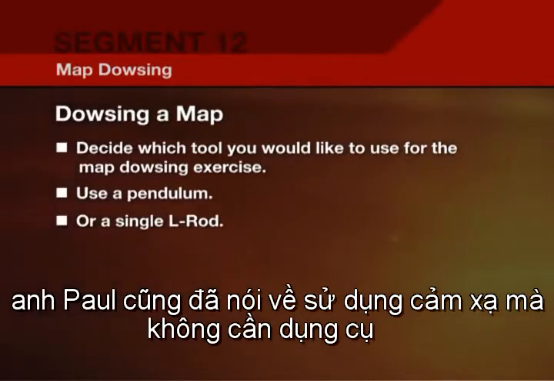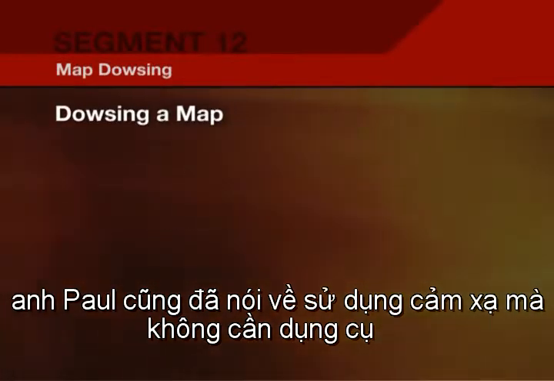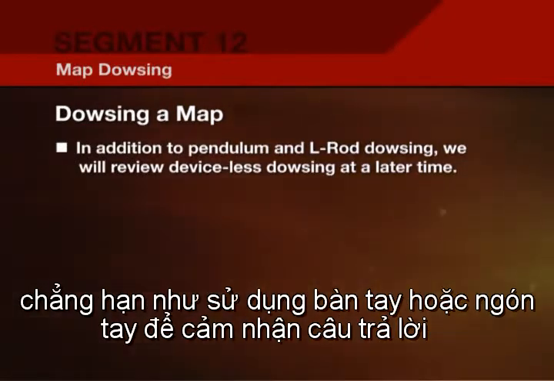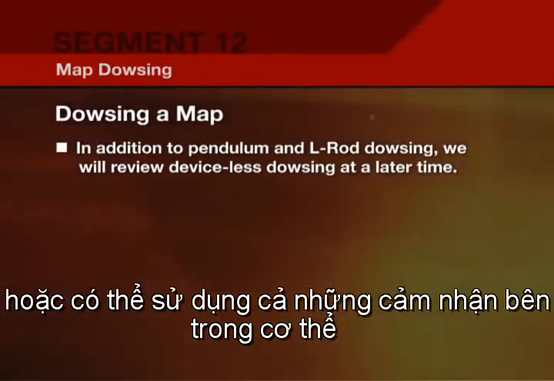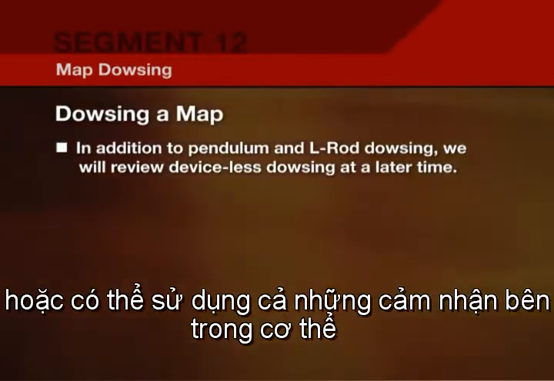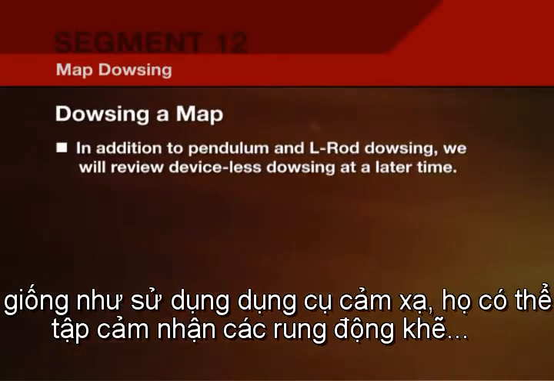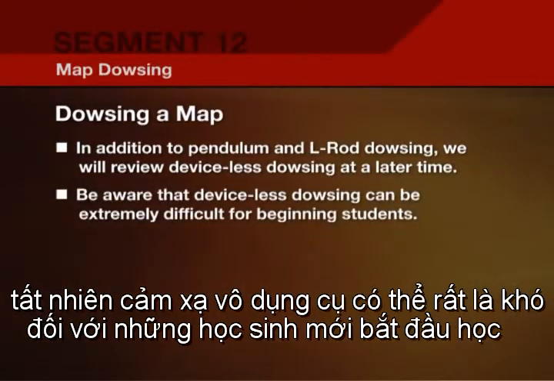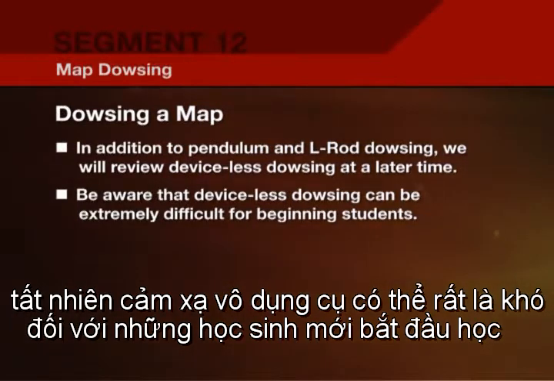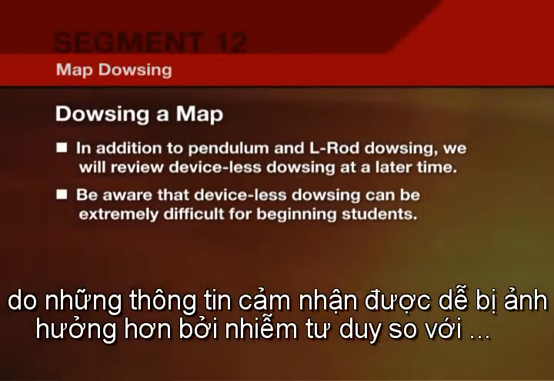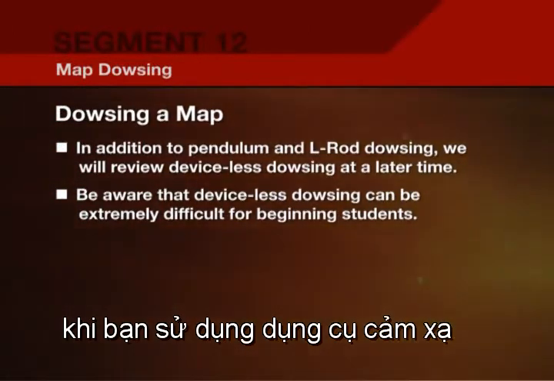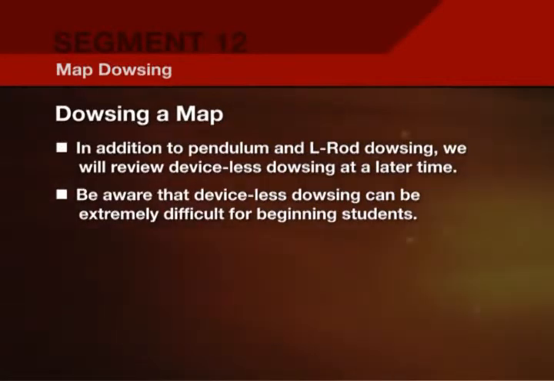You may also have noticed that Paul mentioned deviceless dowsing. This refers to dowsers that use their own bodies to act as the tool, such as their hand or a finger, or even their inner sensations. Just as with a pendulum or an L rod, they are trained to receive feedbacks through twitches, tingles, or other indications for a yes response. Be aware that deviceless dowsing can be extremely difficult for beginning students, and feedback indications may be more likely induced by analytical thinking than when you're using an external tool. This will be discussed in more detail later.